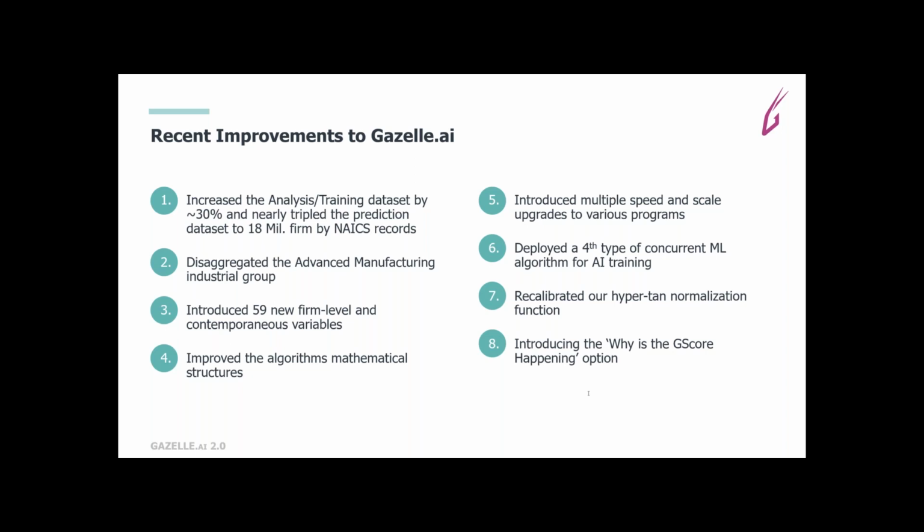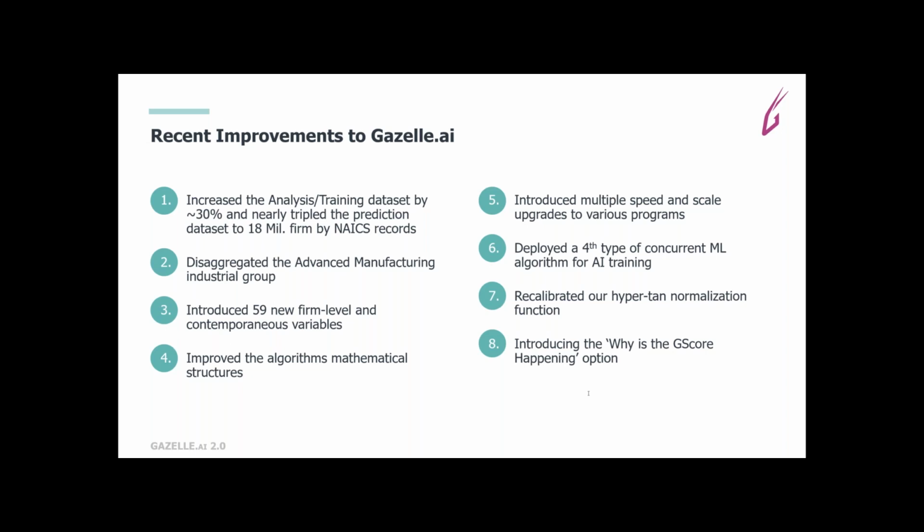We've improved our algorithms' mathematical structures by introducing dynamic deep learning. Basically, this means each of the 21 industrial groups we consider can have its own deep learning structure, depth of the deep learning network. We've introduced multiple speed and scale upgrades to our various programs, including further refinements to our parallel processing and GPU routines. This basically means we can just analyze more data and faster.